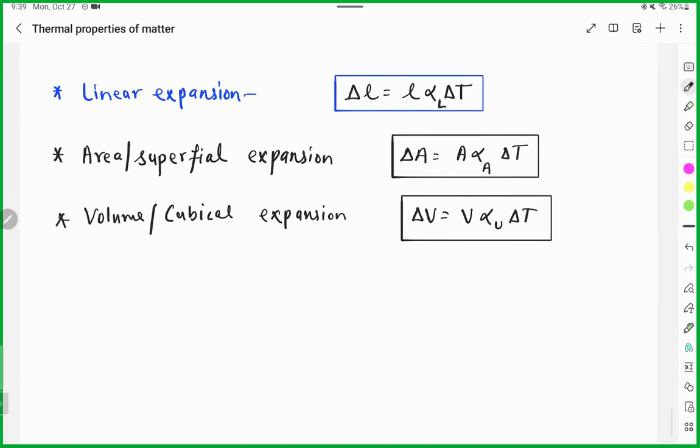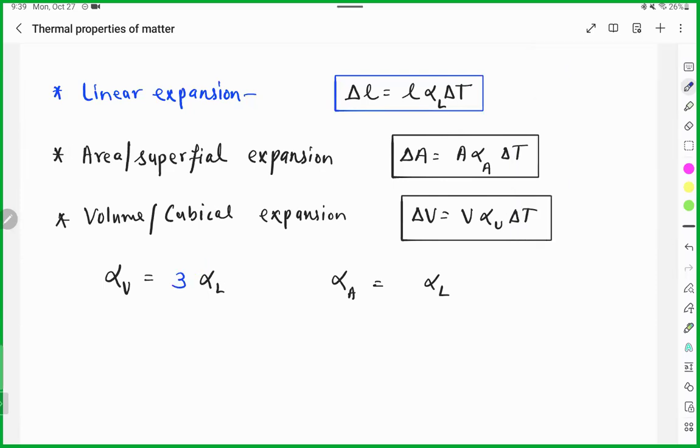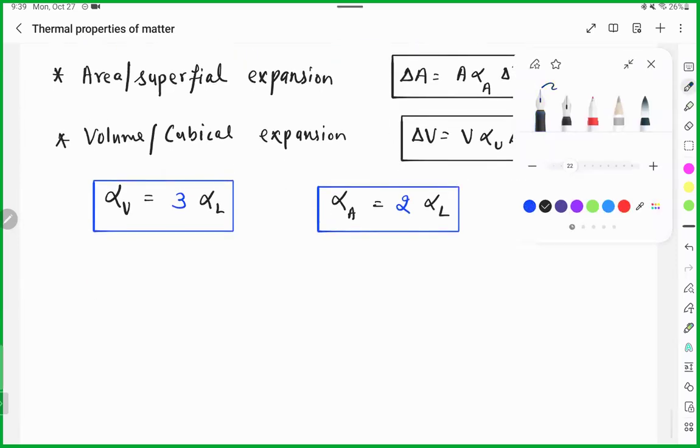Anvita, what is the relation of alpha V with alpha L? And Pratigya, alpha A with alpha L. The area one will be 2 times, and the volume one will be 3 times, because volume directly depends upon L cubed. Even the density formula remains the same.